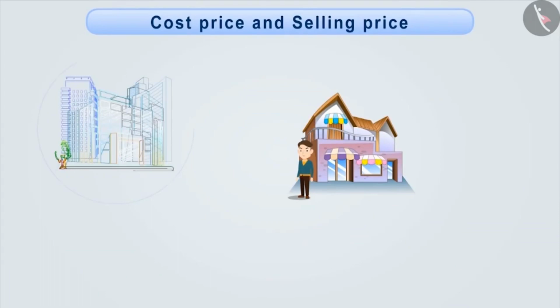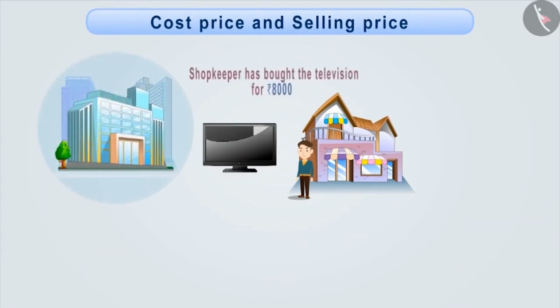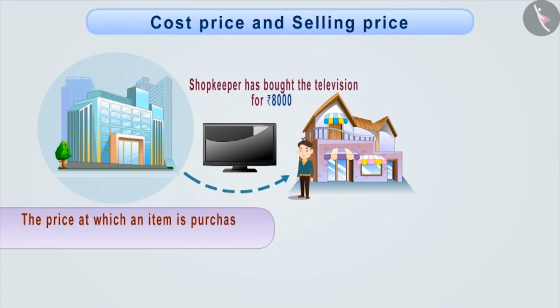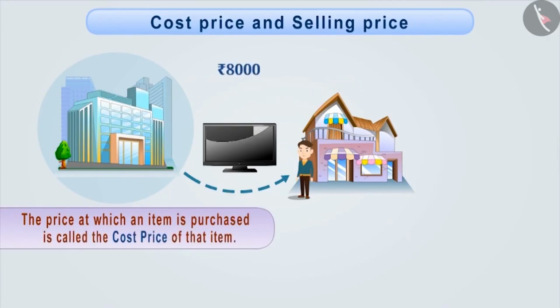A shopkeeper purchases a television from a company at a cost of Rs 8,000. This shopkeeper purchased the television for Rs 8,000. The price at which an item is purchased is called the cost price of that item. Here, Rs 8,000 is the cost price for the shopkeeper. Cost price is written as CP. He keeps the television for sale in his shop.